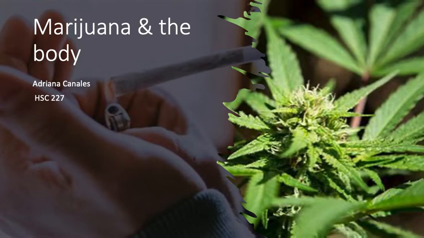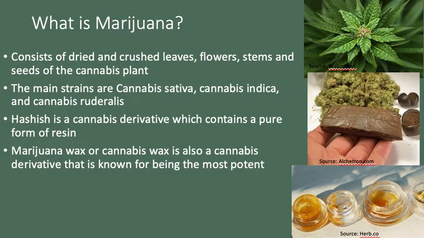This video is on marijuana and the effects that it has on the body. So to begin, marijuana is the crushed leaves, the flowers, the stems, and the seed parts of the cannabis plant. And there are three main strains: Cannabis sativa, Cannabis indica, and Cannabis ruderalis.